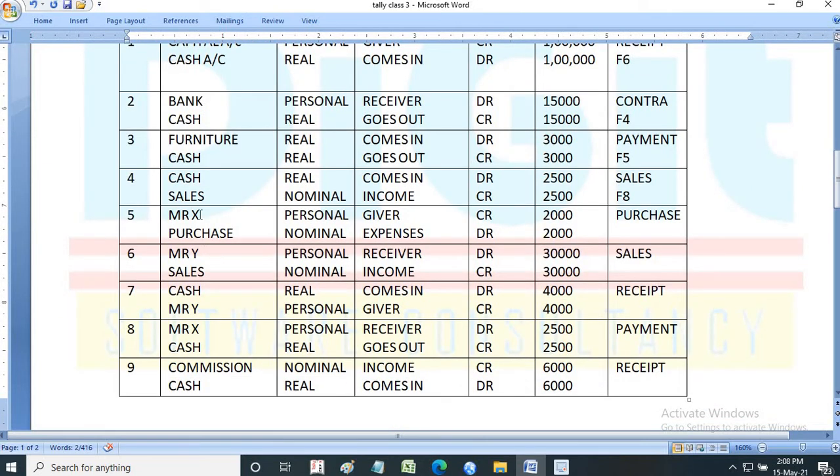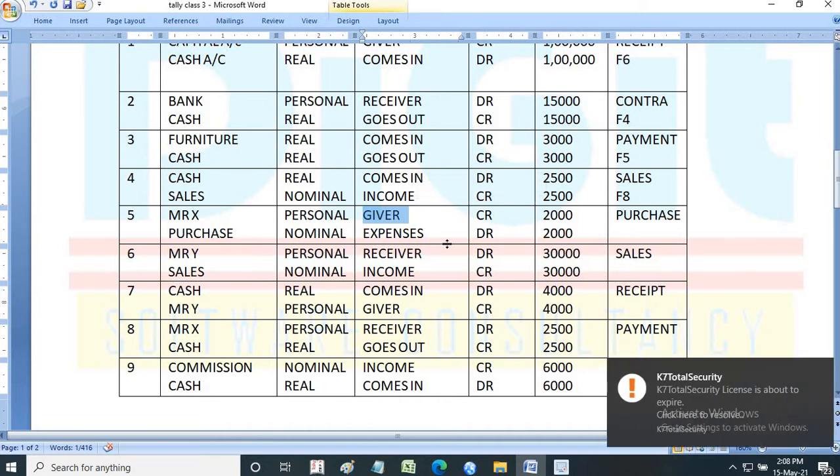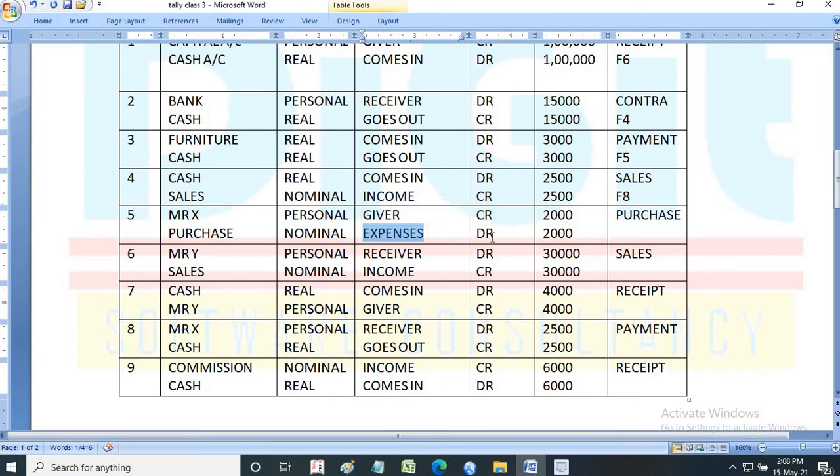So one is Mr. X and one is purchase, and Mr. X will be personal and purchase will be nominal. And Mr. X, we bought from him, so he is the giver. And purchasing means we are spending money, right? That means it will be expenses. The rule says that expenses should be debited and the giver will be credited. 2000 to 2000, and the voucher here will be F9.